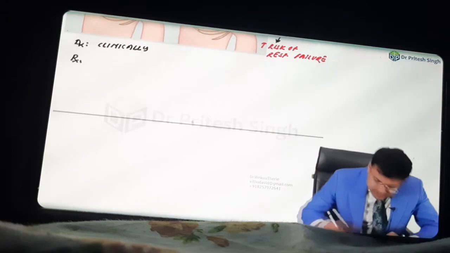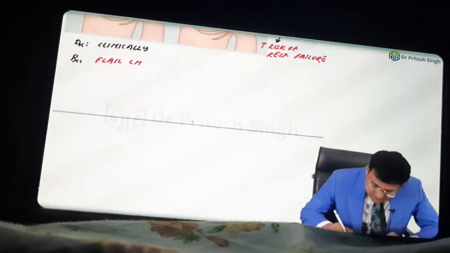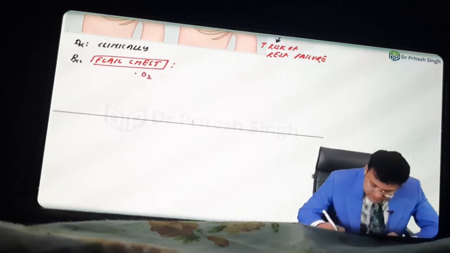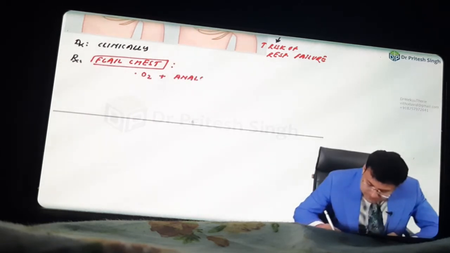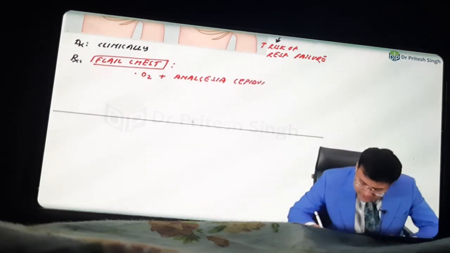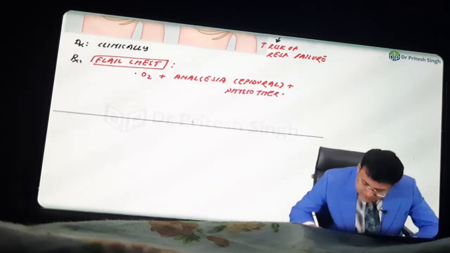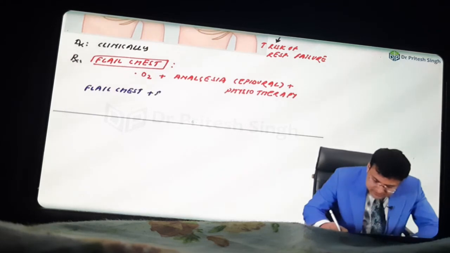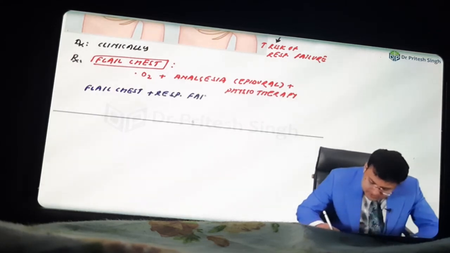So if the patient is having only flail chest, in this case we have to go for supplemental oxygen plus analgesia. This analgesia can be in the form of epidural analgesia also. If the patient's pain is not relieved, epidural analgesia plus physiotherapy. Second situation, if the patient is having flail chest with respiratory failure.